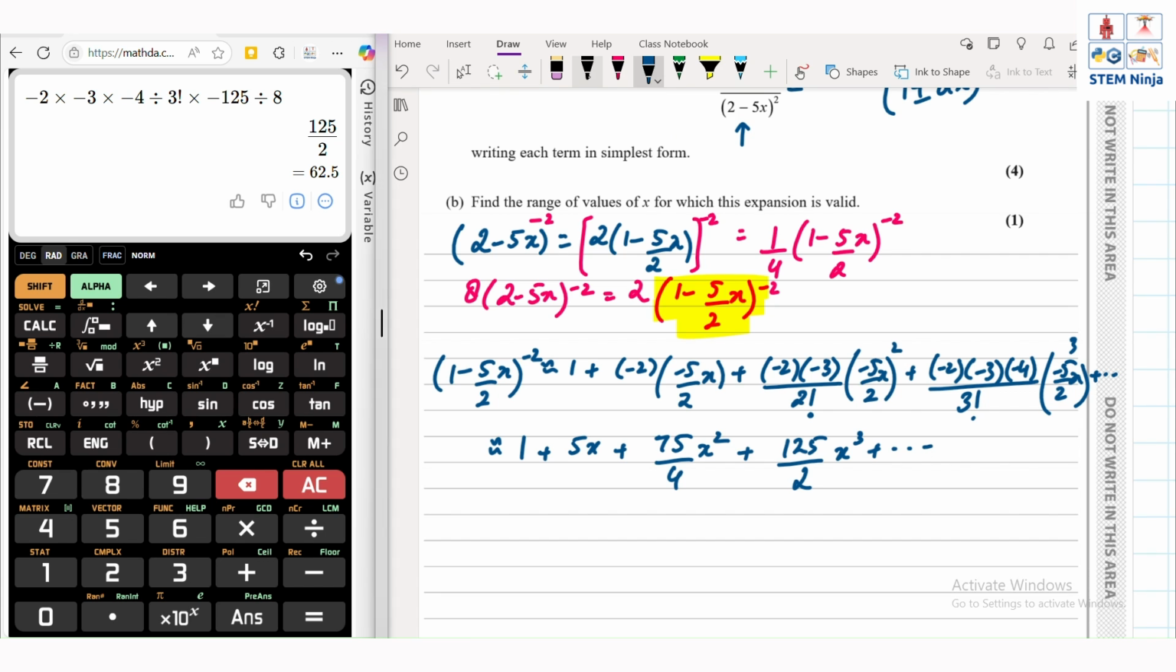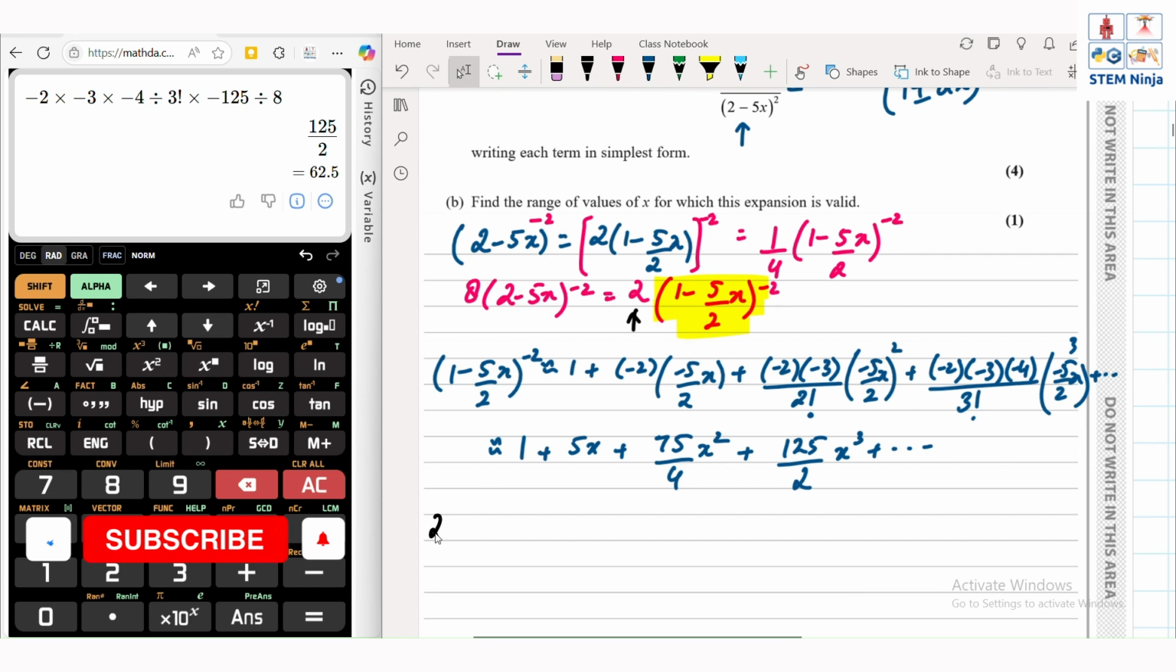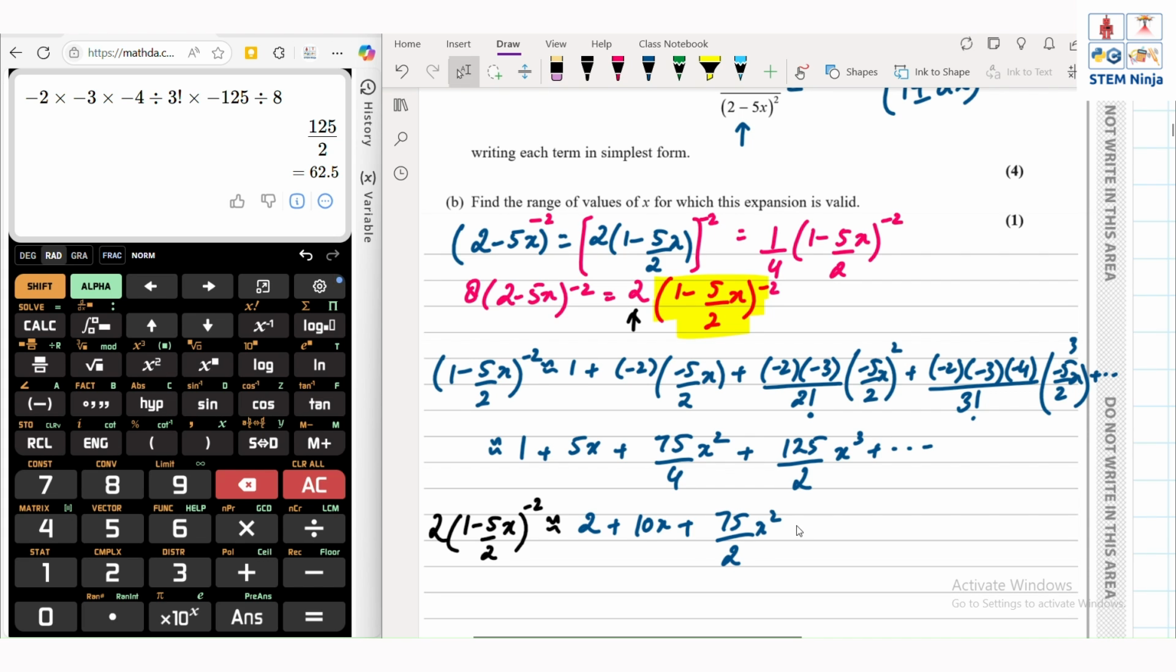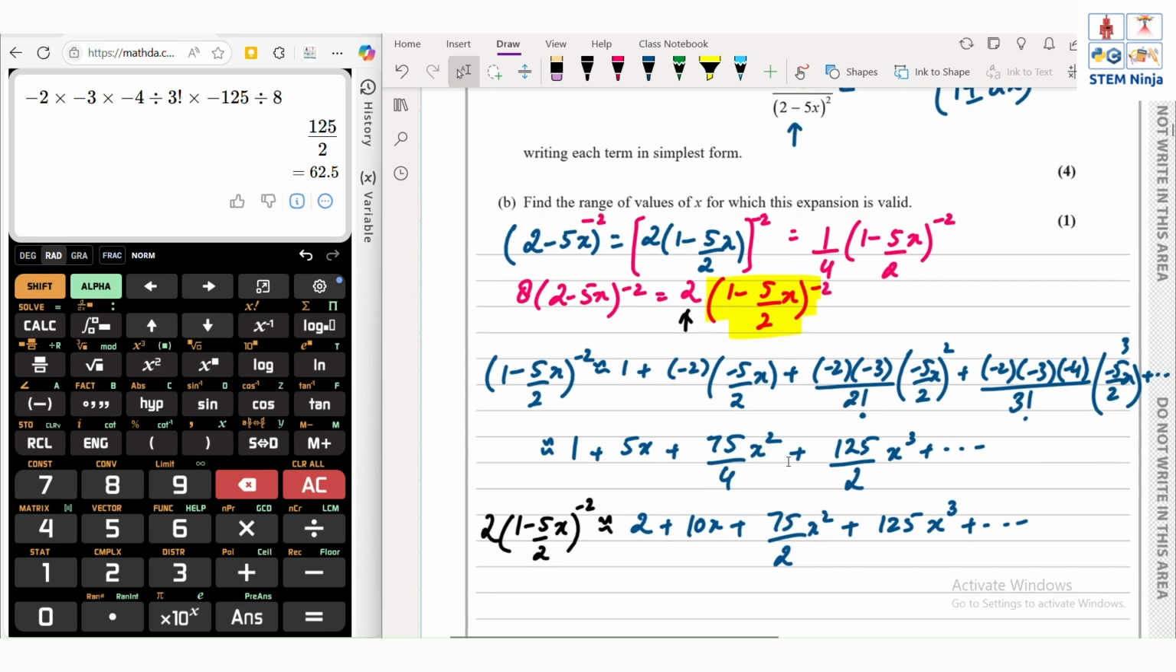Now, what was left over here, we had a 2 over here. So 2 times 1 minus 5 over 2x raised to power minus 2. We'll see 2 multiplied with all of these terms. So 1 times 2 is 2, 2 times 5x is 10x. 2 times 75 over 4 becomes 75 over 2 x squared. And 2 times 125 over 2 is just 125x cubed. And that's our expansion up to x cubed. Oh sorry, first 4 terms.